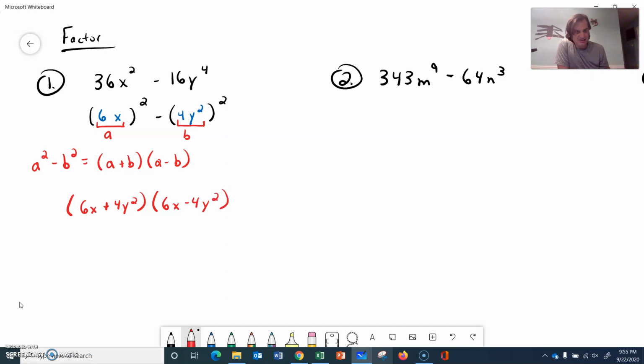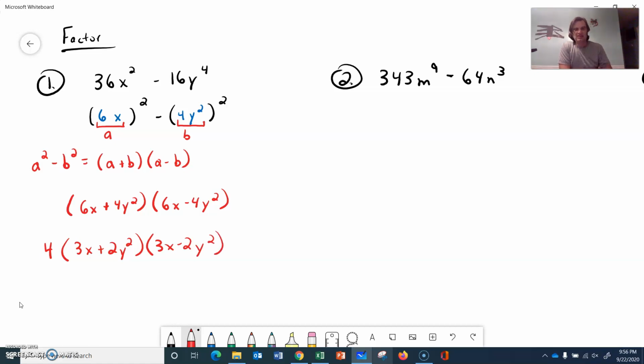An interesting thing here I was not expecting is I can pull a 2 out of each one of these if I want to. So I've done the difference of squares, but looking at this, I can pull a 2 out of the first one, a 2 out of the second one, so really I can pull a 4 out front. So if I pull a 2 out of the first one, it will be 3x plus 2y squared. And if I pull a 2 out of the second one, it will be 3x minus 2y squared.